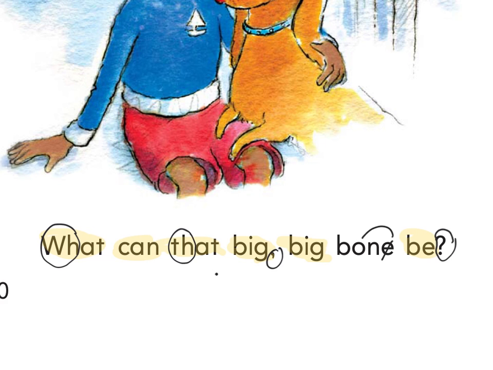Okay, that was just one sentence, so we can probably have time to read this together. All right, fingers ready under the word what? Under the word what? Fingers ready. Hang on, I'm waiting to see fingers. Fingers ready, let's go. Ready and read. What can that big bone be?